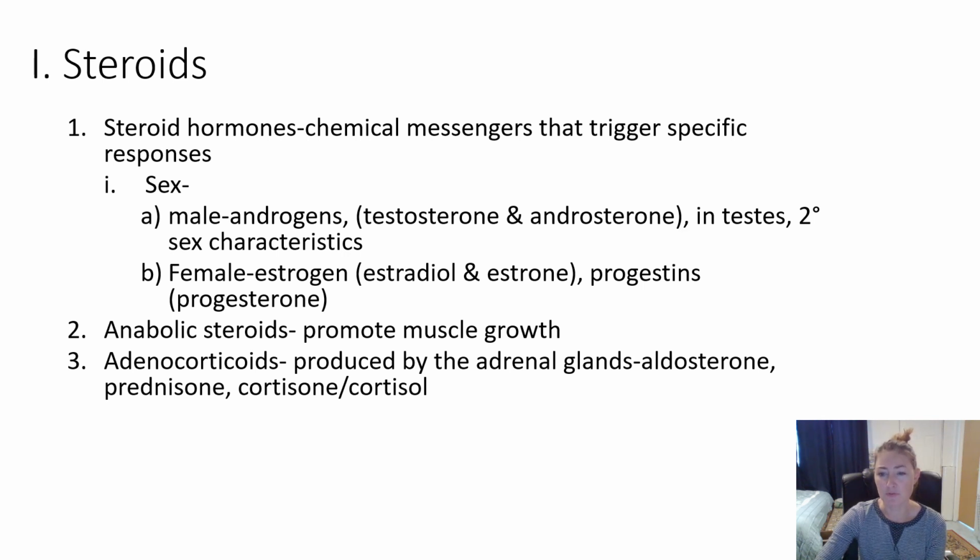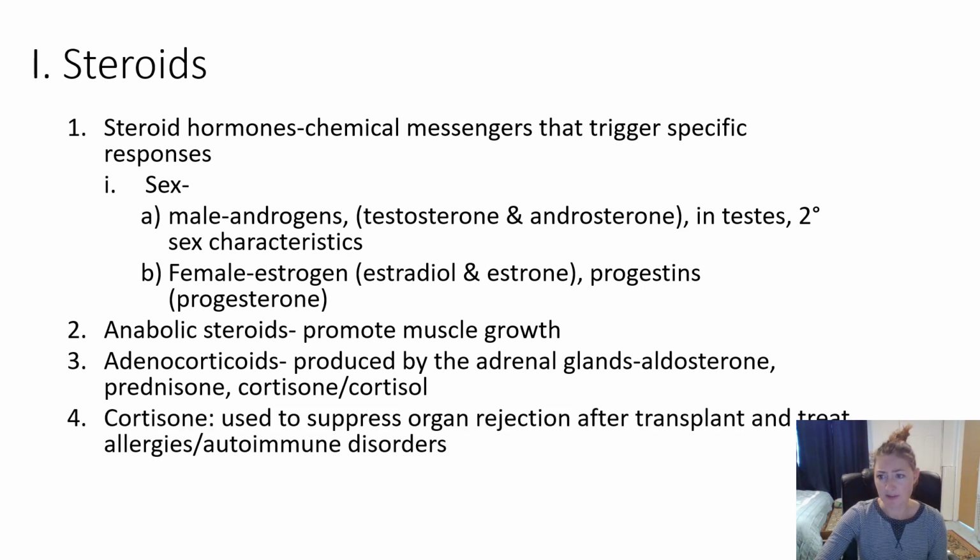Aldosterone is responsible for regulating blood pressure in the body. Prednisone and cortisol are anti-inflammatory agents, and they also help to regulate carbohydrate metabolism. Cortisone specifically was used to suppress organ rejection after transplant, but lately it's also being used to treat allergies as well as autoimmune disorders. However, the prolonged use of cortisone, say for autoimmune disorders or allergies, can lead to bone loss as well as high blood pressure, so those have to be carefully monitored by medical professionals.